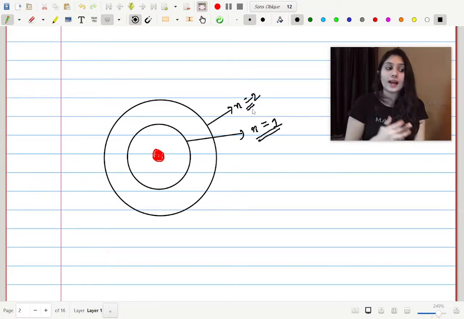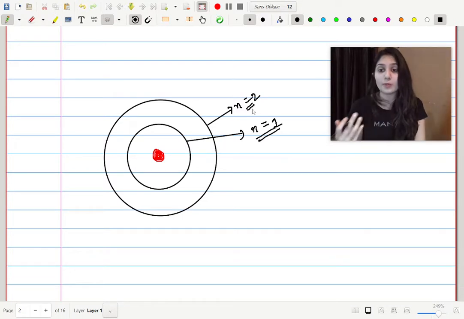I will talk about these quantum numbers once we land in the quantum mechanical model, but for now I'm just telling you out of context because we will be using these principal quantum numbers in a while, so I think you should know.